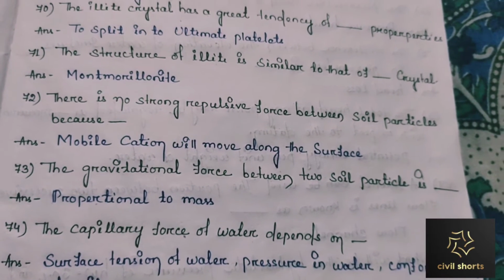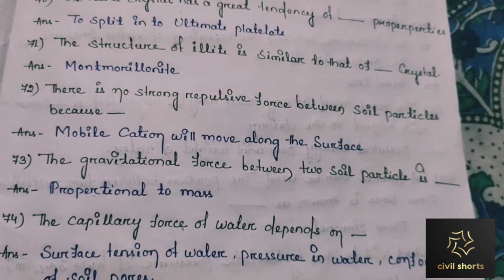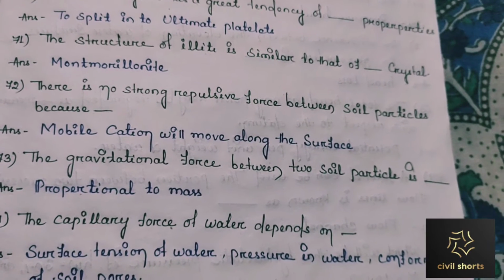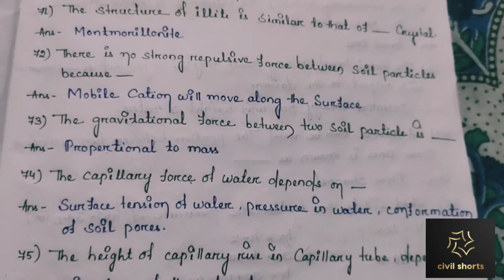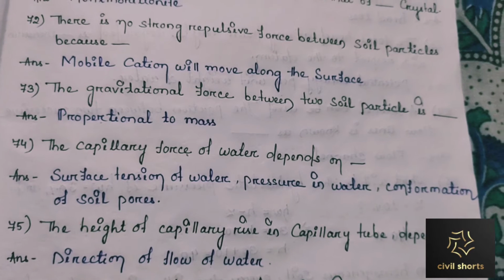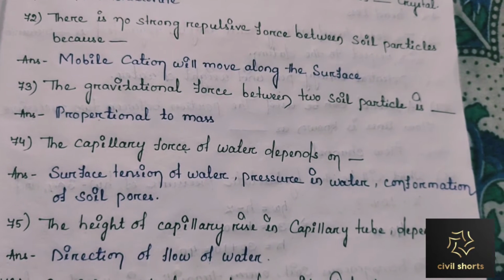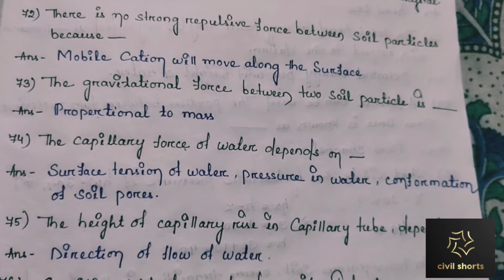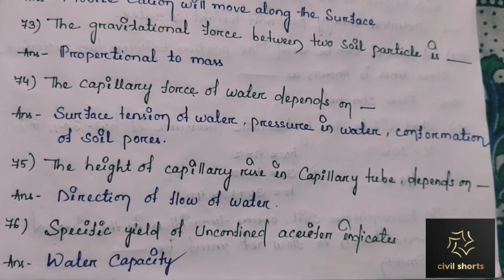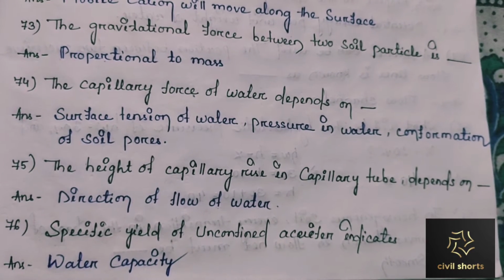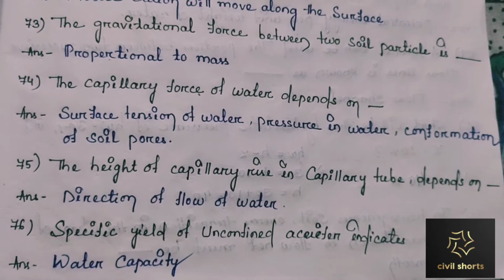Then question number 74. The capillary force of water depends on dash. The answer is surface tension of water, pressure in water, conformation of soil pores. Then question number 75. The height of capillary rise in capillary tube depends on dash. Answer is direction of flow of water. Then question number 76. Specific yield of unconfined aquifer indicates dash. The answer is water capacity.